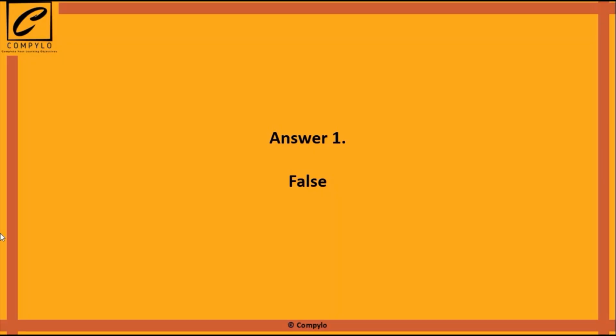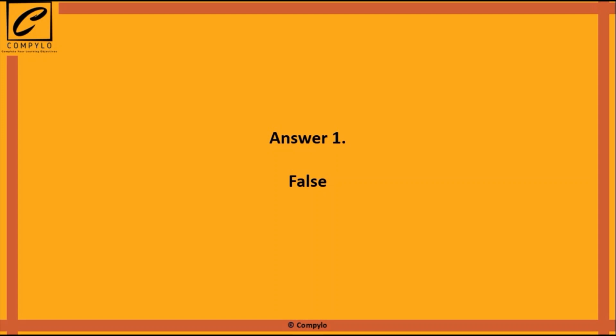So let's start with section A, in which the first question is true or false. It says: while defining a function in Python, the positional parameters in the function header must always be written after the default parameters. The answer to this question is false.